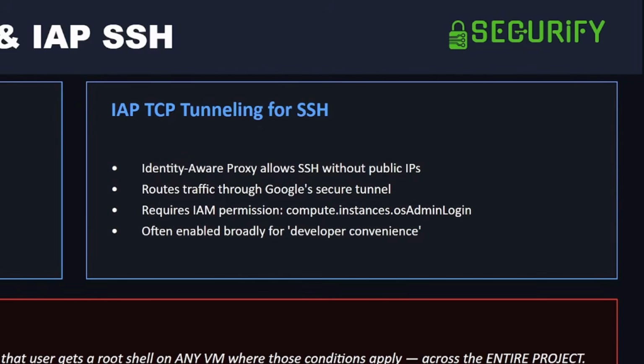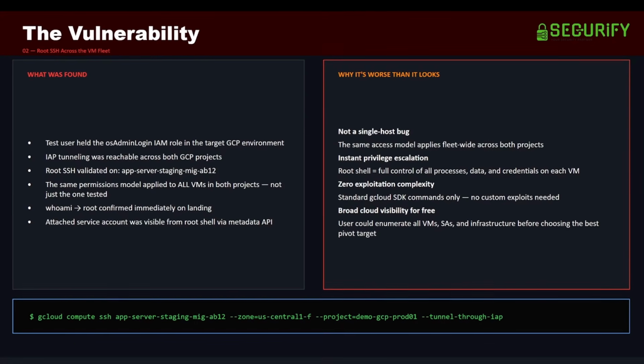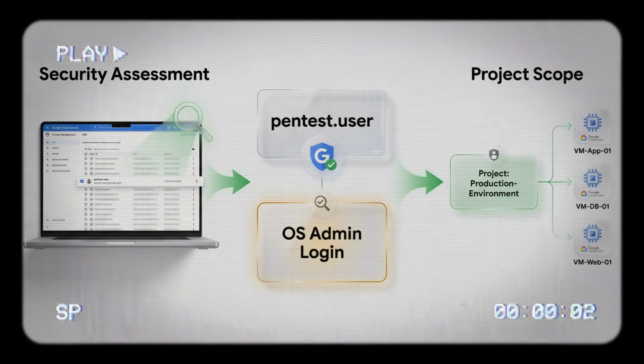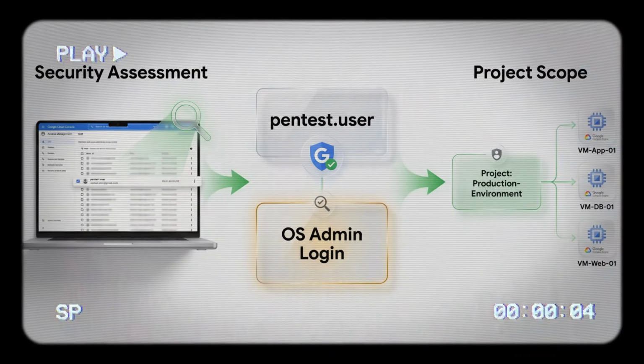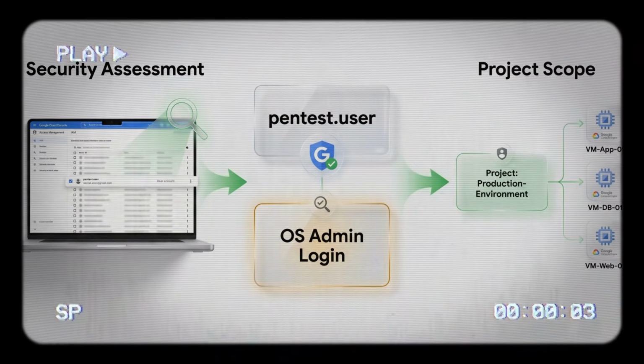Let's look at what that actually looks like in practice. So let's talk about what was actually found during the security assessment. A test user identity, let's say pentest.user, was found to hold the osAdminLogin IAM role.